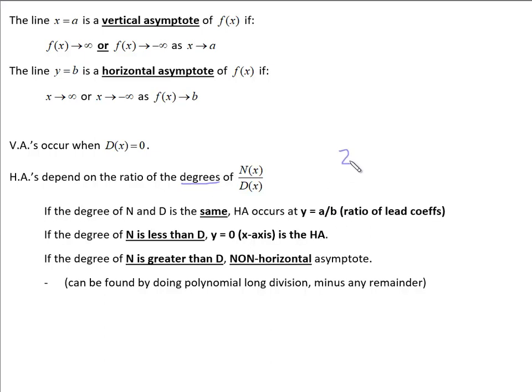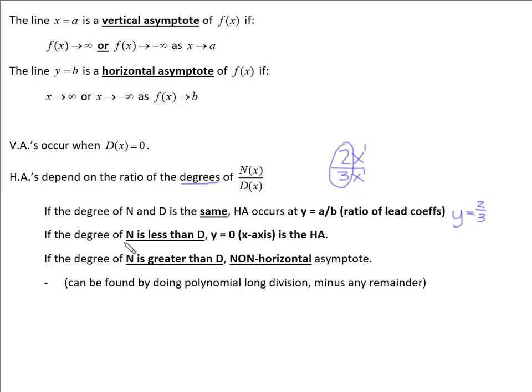So for instance, if we have, say, 2x over 3x, my degrees here are the same, x to the first and x to the first. And if that's true, we just do the ratio of their leading coefficients. So y equals 2/3 would be where my horizontal asymptote would be for that graph.